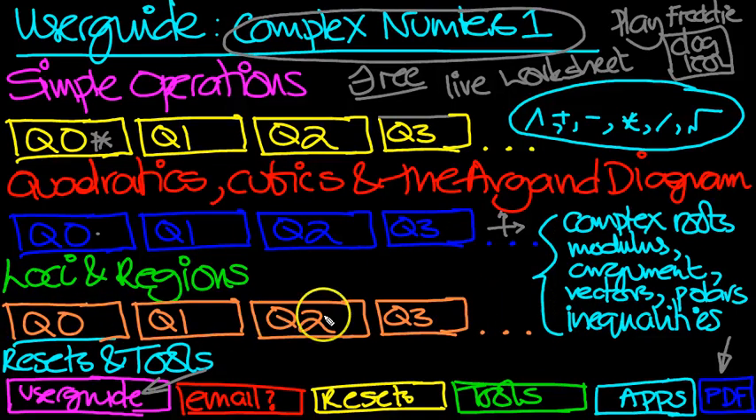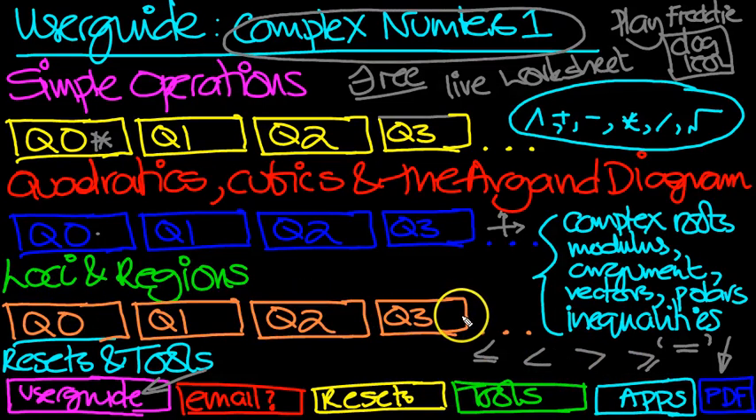Then after we've done those, we move on to loci and regions, and these will be inequalities involving arguments and moduli. We look at regions where we have inequalities, like less than, or greater than or equal to. And then loci is usually associated with equations where they are equal. These are more commonly associated with problems involving regions. There are about 20 or 30 questions here on loci and regions. So there's 100 or so little questions and associated videos for this worksheet.